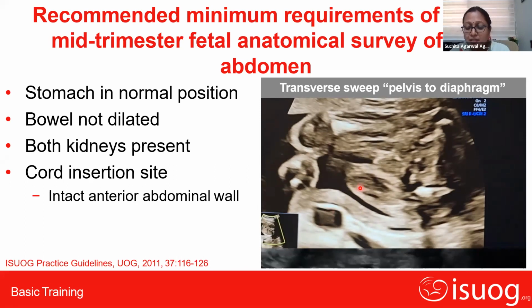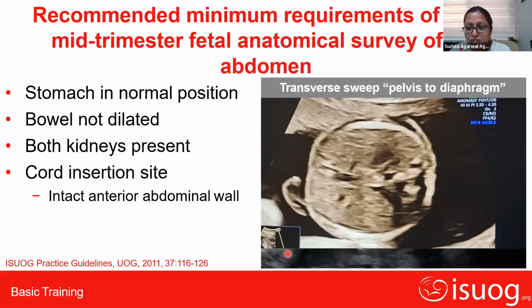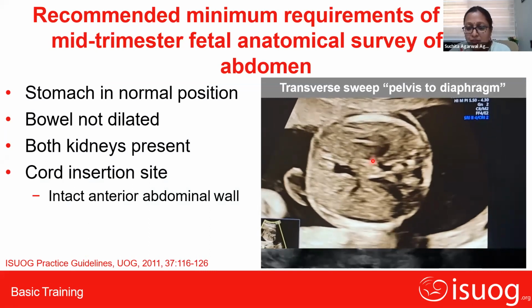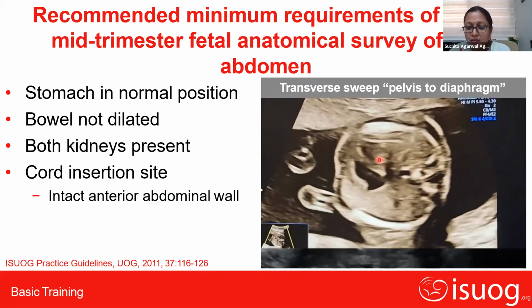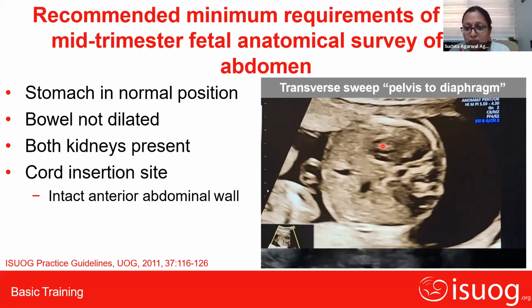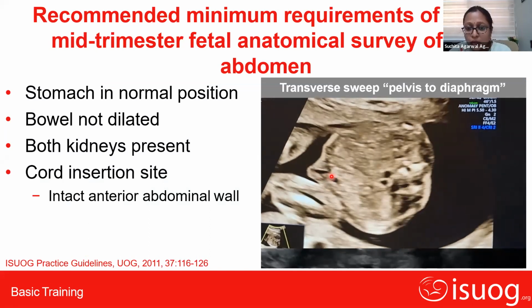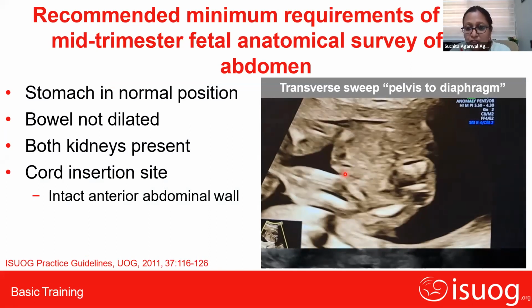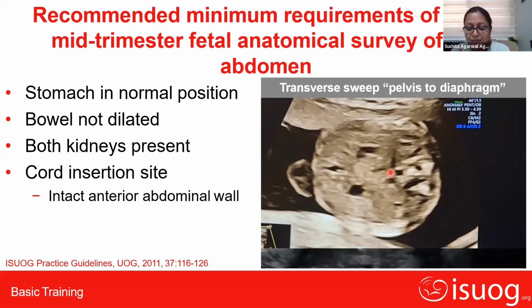You see, this is a pelvis plane. I'll just repeat once again. So this one, this is the AC plane. This is from the thorax. I go caudally, I get the AC. This is the abdominal circumference. This is the umbilical vein. I go a little more downwards, I go to the cord insertion site. This is the cord insertion. A little more down, I get the bladder. That is the pelvis. I reach the pelvis.